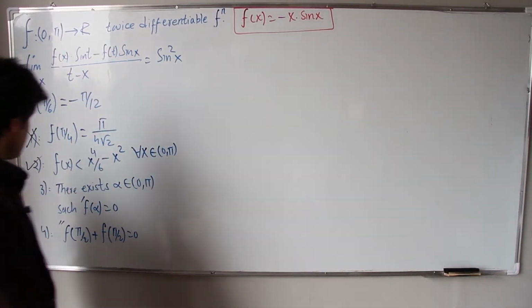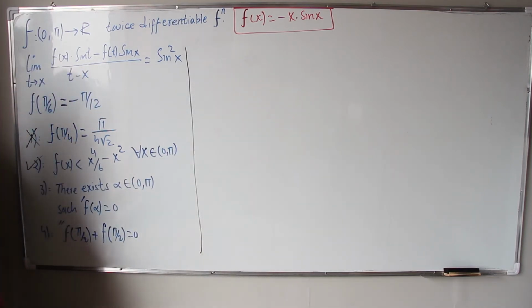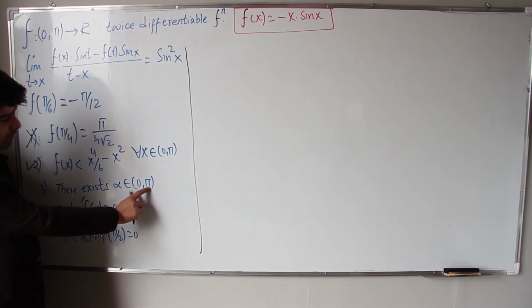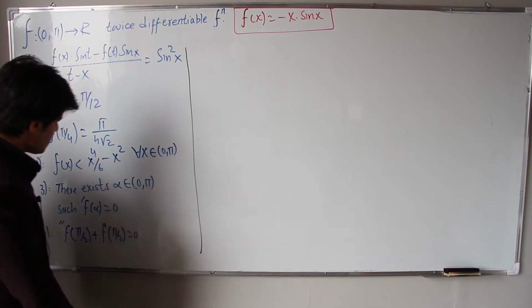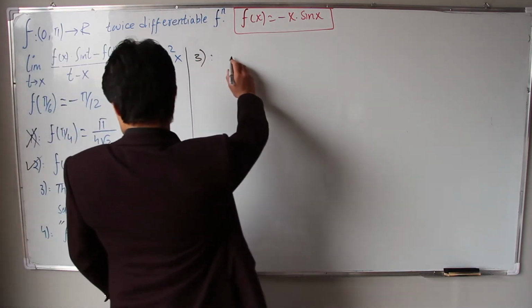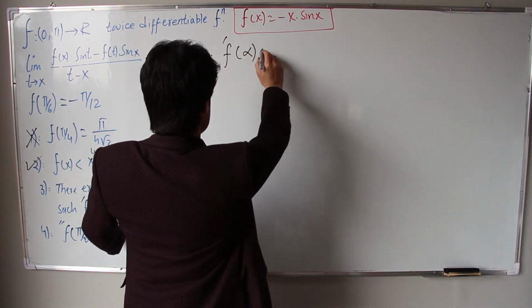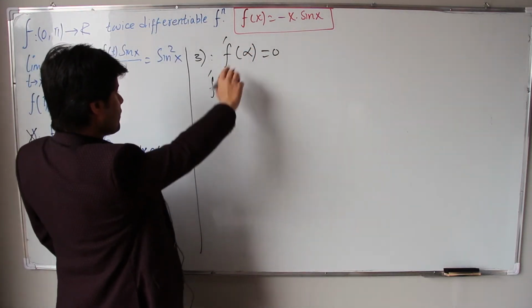Okay, we will come to the number 3 solution. There exists alpha in the open interval from 0 to pi such that f prime of alpha is 0. What does it mean? It means we should first take the derivative of f(x). Listen. It's asked f prime of alpha is 0. First we have to get the derivative of the function.